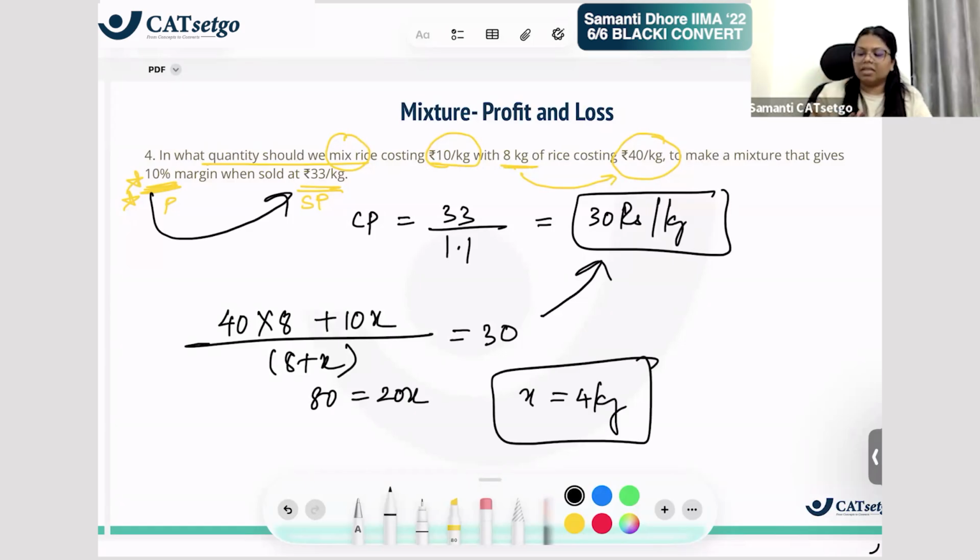So I'll total 12 kgs. 8 kg will be my premium rice, 4 kgs will be my inferior rice. I'll mix them together. And at the end of it, I'll get 12 kgs of rice costing 30 rupees per kg, which I can easily sell in the market at 33 rupees and earn my 10% profit, right? So this is how in mixtures, profit and loss concepts come into the picture. All right, then let us do the next question on the same concept.